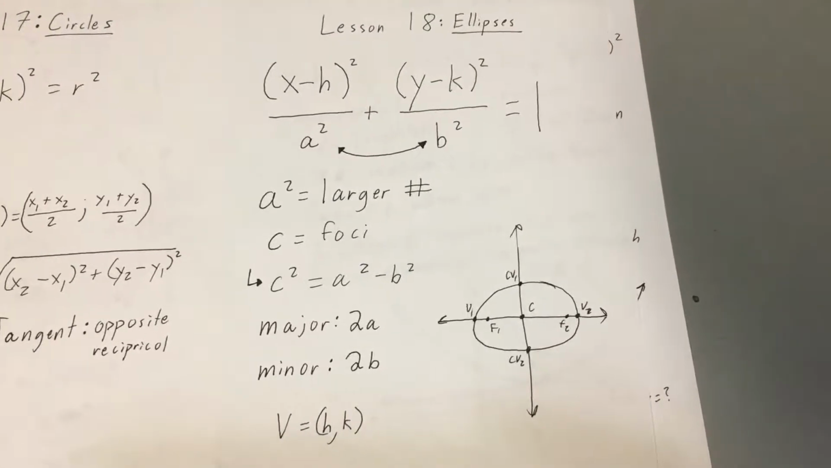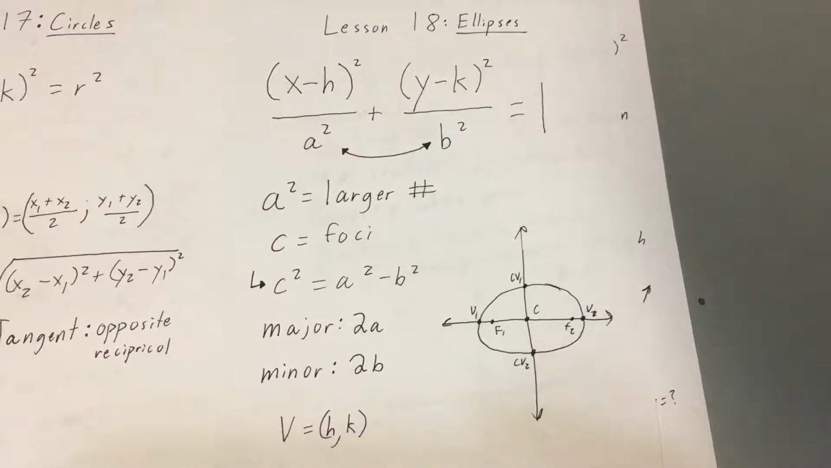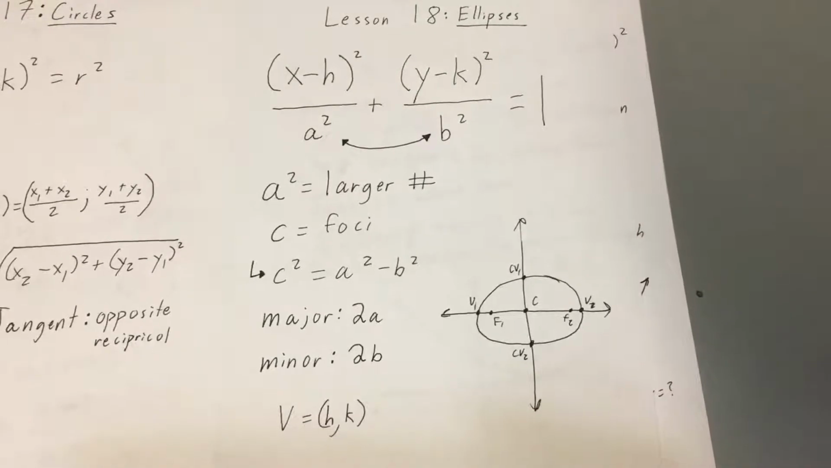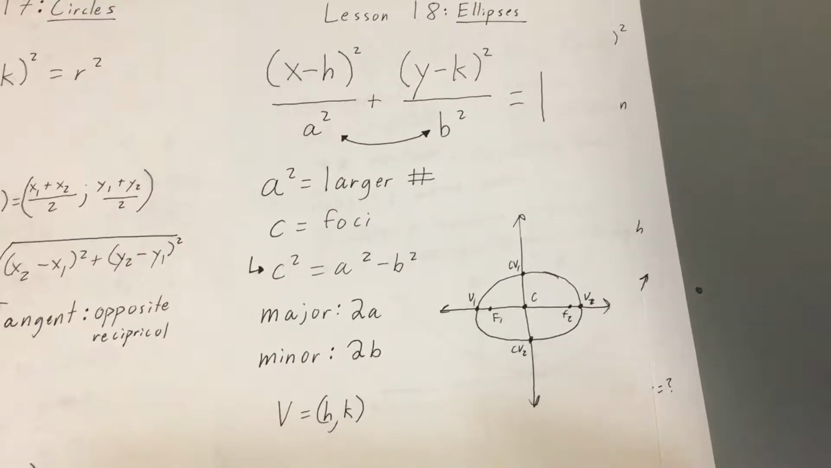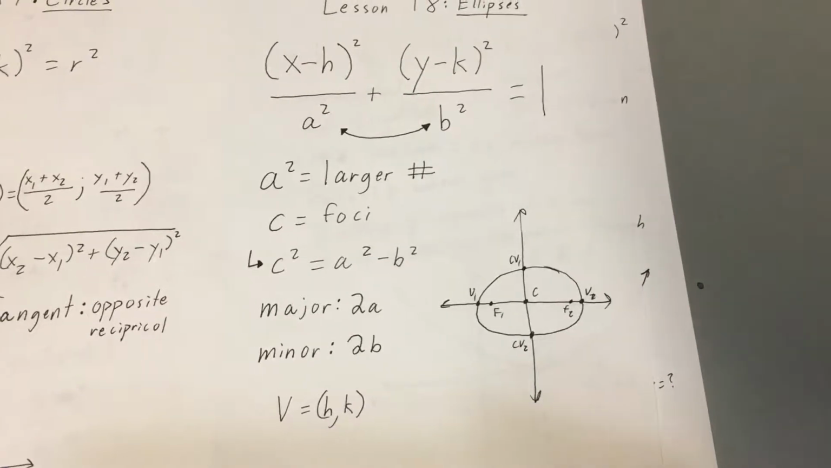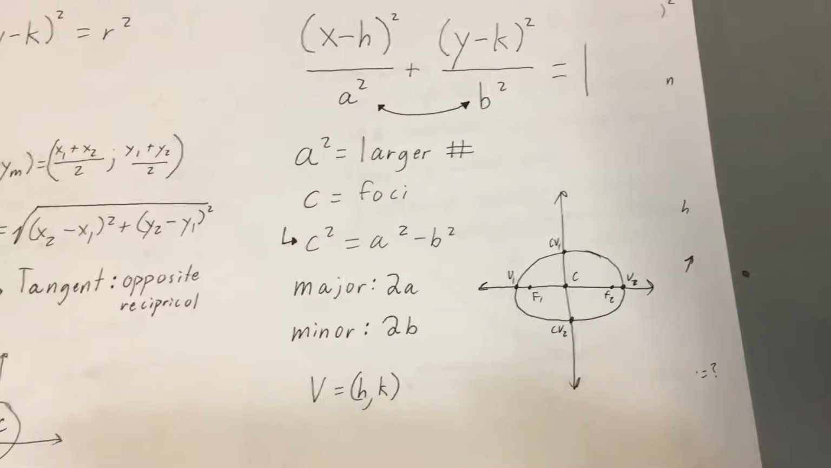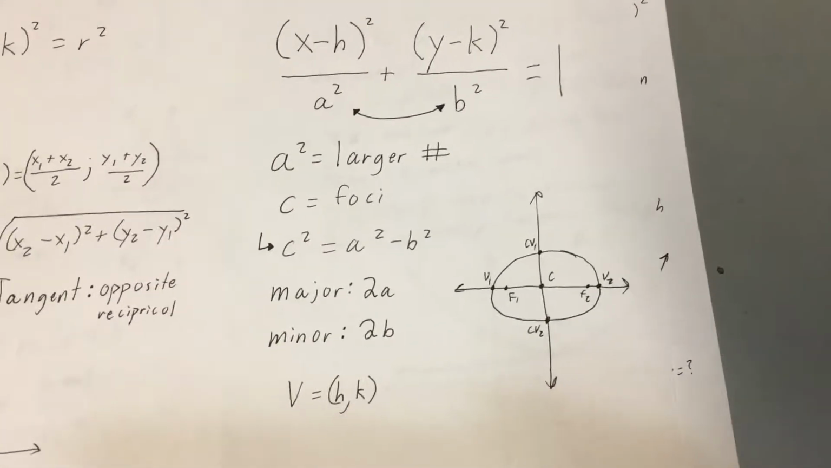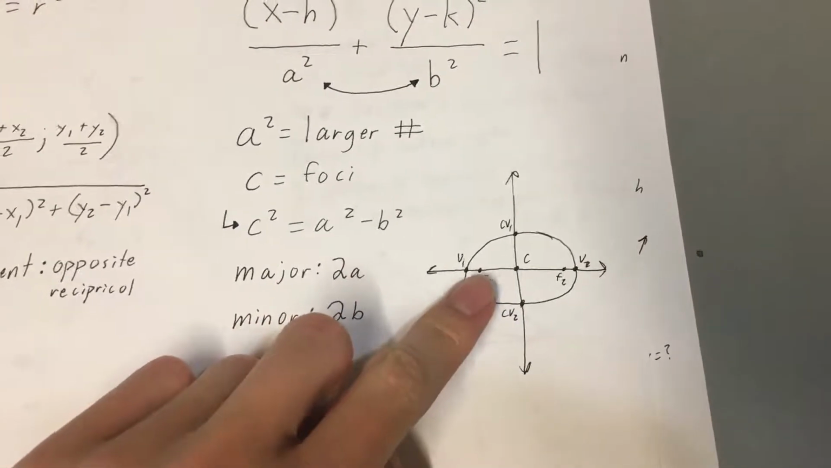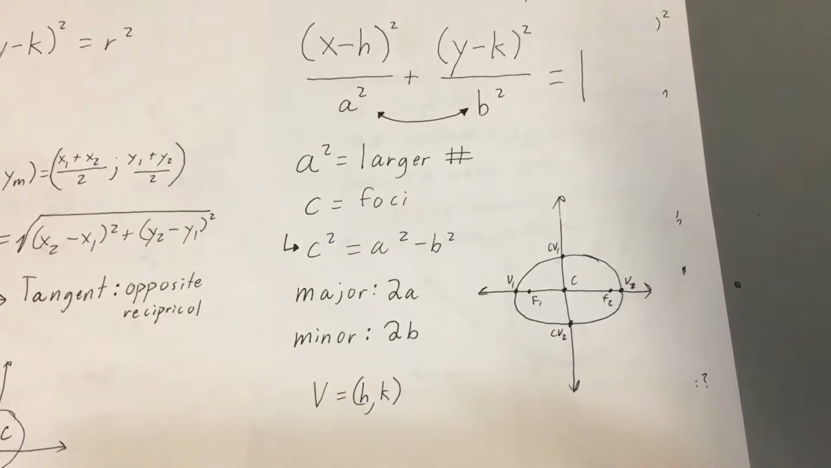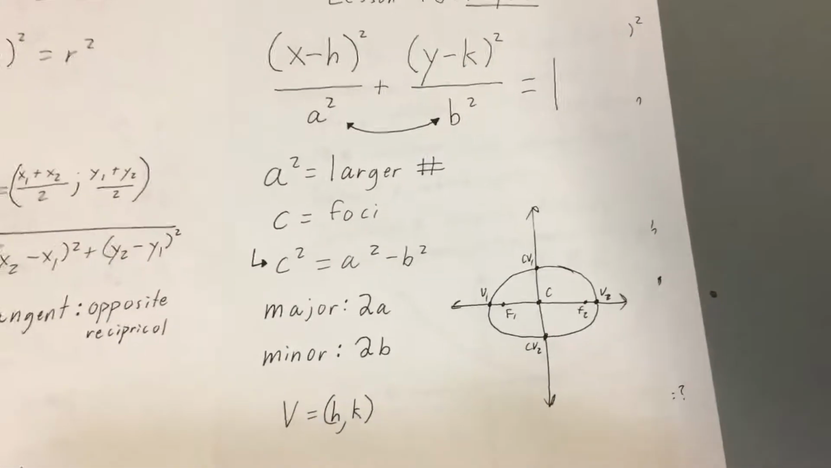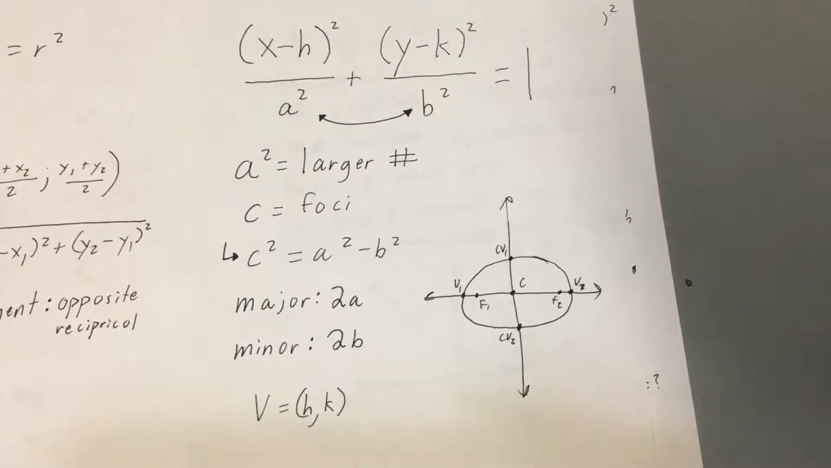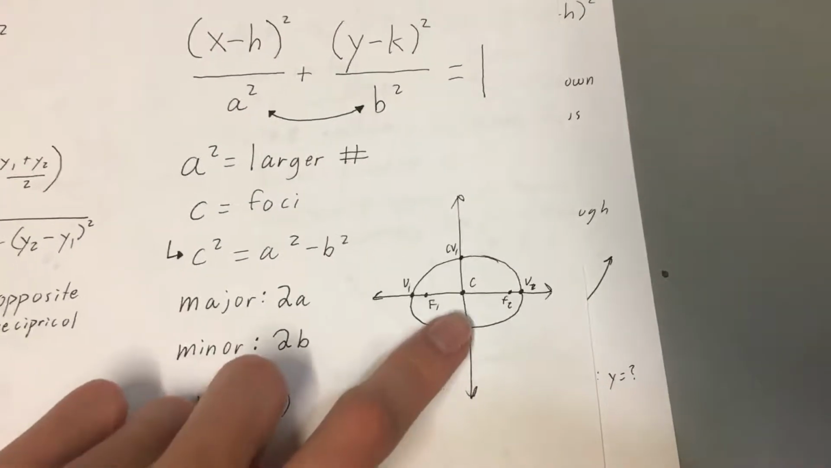The equation for ellipses is (x - h)²/a² + (y - k)²/b² = 1. a² and b² can both be switched. a² is the larger number all of the time, and c is going to be the foci. And in order to figure out the foci, you use c² = a² - b². And the foci will always be inside of the ellipse as shown right here. We have the major axis, which is 2a, and the minor axis, which is 2b, and the center is (h, k). This says center, but it's vertex.